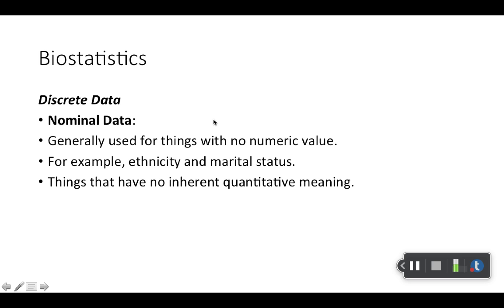So nominal data is definitely things that do not have a numeric value. This will be something like ethnicity or marital status, and they have no inherent quantitative meaning. So for example, marital status doesn't necessarily have a number. I think that's why sometimes people will hear marital status and think this is qualitative, not quantitative. But just remember that it is quantitative and it's nominal, because it's discrete data.